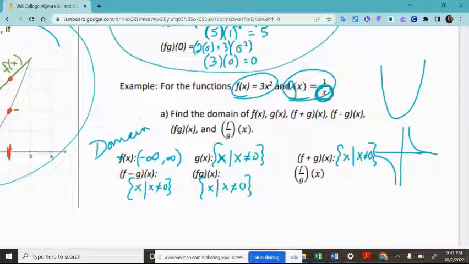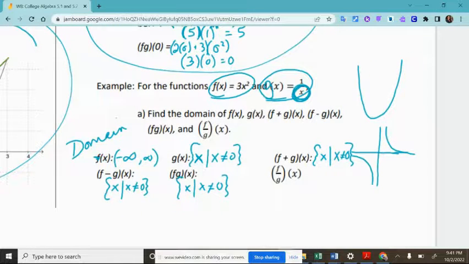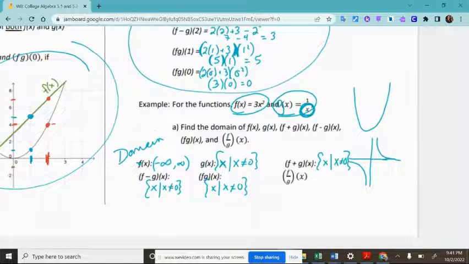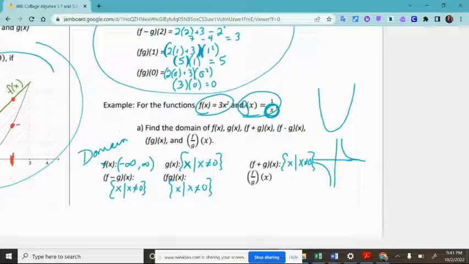And then f divided by g. Okay, so now we have still the same restrictions that we had before. X can be anything except 0. But now we got to think, is there any way that g of x would ever equal 0? So now we have to think about that, right? So we have to think, is it possible for this denominator of this fraction to ever equal 0?